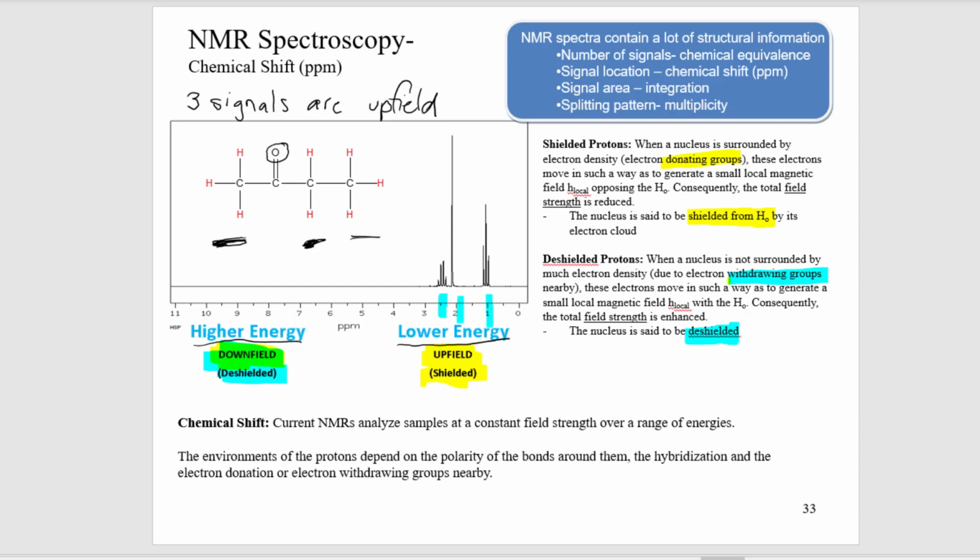The hydrogens on the far end, the ones that I've just circled, are the absolute farthest away from the oxygen through bonds, and so they should be the most upfield. And you can see that there is one signal that is very upfield and two signals that are very close to each other a little further downfield. So this is making sense, right? The two environments closest to the electronegative oxygen are the ones that are more deshielded, or downfield.